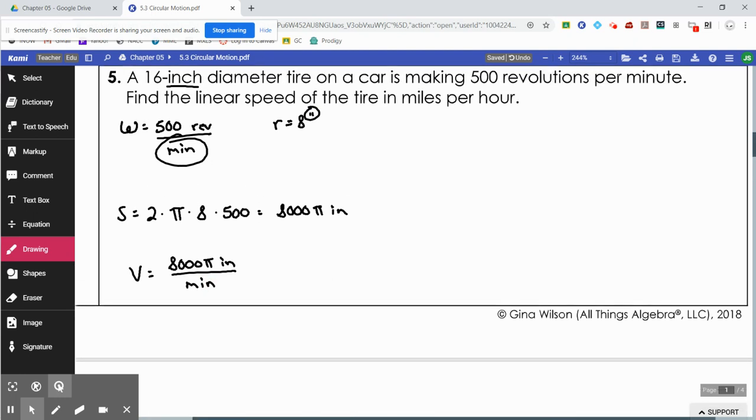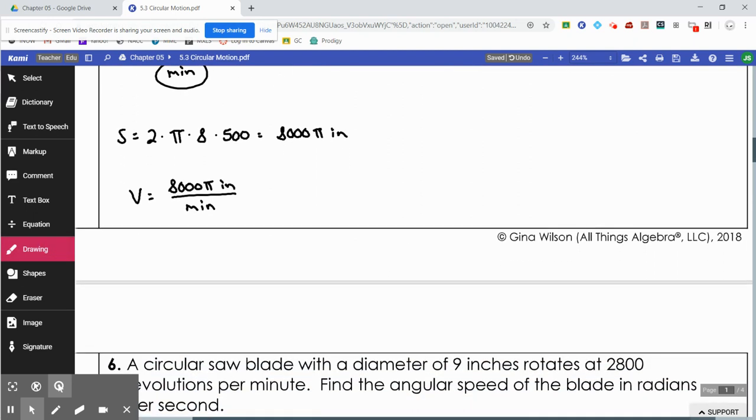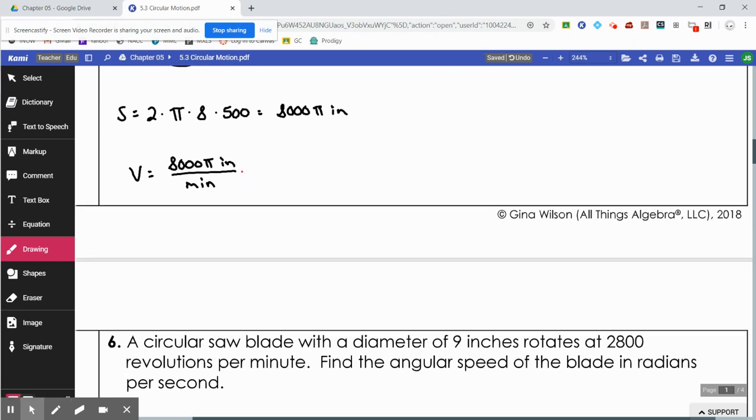However, we want this in miles per hour. Now let's go back and actually talk some physics here. We're going to do some conversion factors. How do I change from inches per minute to miles per hour? Okay, it's like this. I know that there are 12 inches in 1 foot.